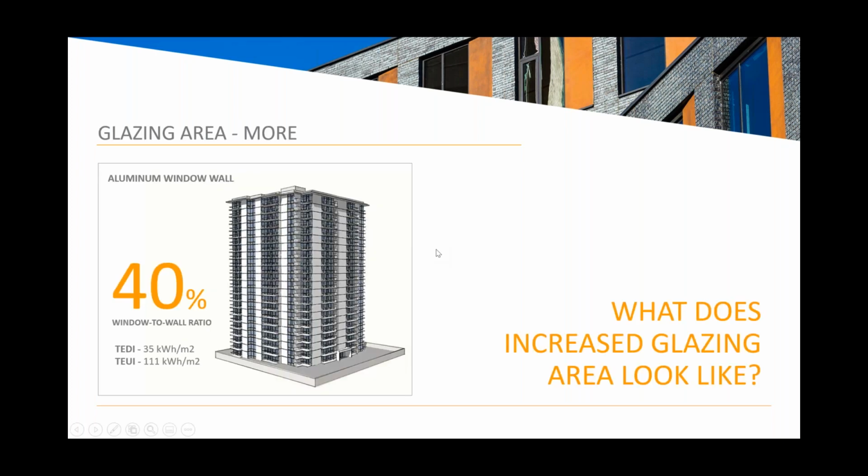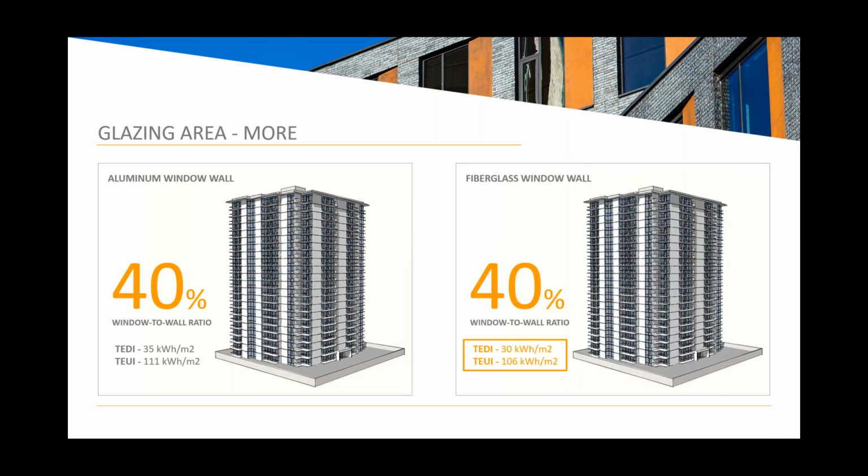Go on to the next slide here. So here is some example of the increased glazing area and what that looks like. This is a building that's modeling the amount of energy usage. This building is just within the acceptable range. So the thermal energy demand intensity is at 35, and then the thermal energy usage intensity is at 111.